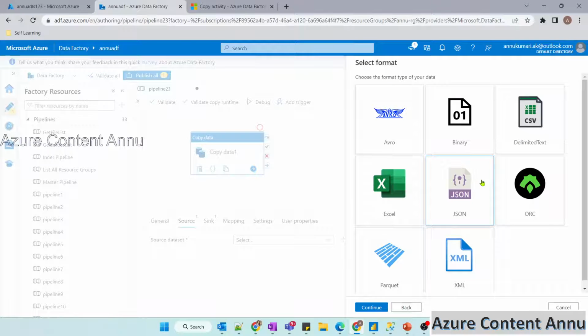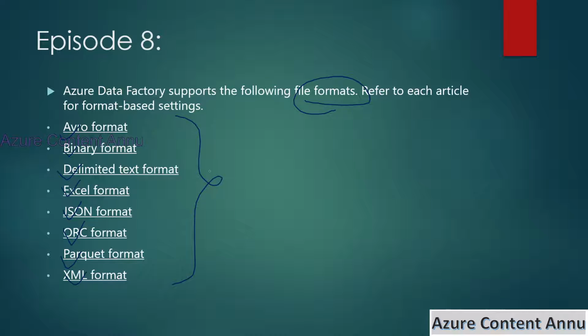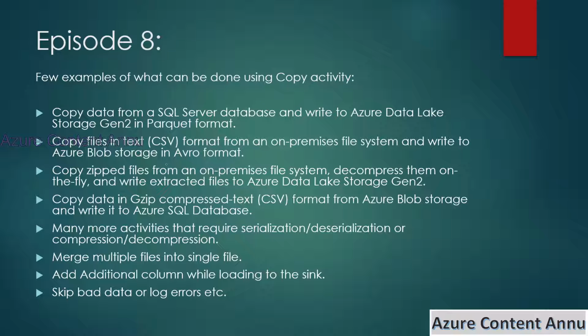And there are lots of other things that we can do using copy activity. Let me go ahead. So you can see a few examples of what can be done using copy activity. So we can copy the data from SQL Server database and we can write it to Azure Data Lake Storage Gen2 in any of the formats, for example, Parquet format. Or suppose we have a CSV file present in our on-premise file system and we want to load it into Azure Blob Storage in Avro format. So we can do that easily in copy activity.